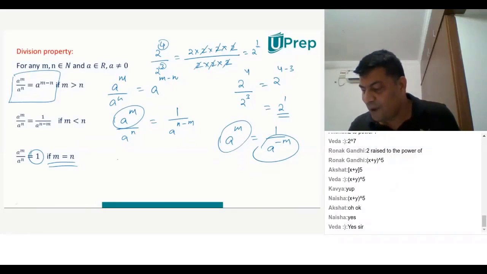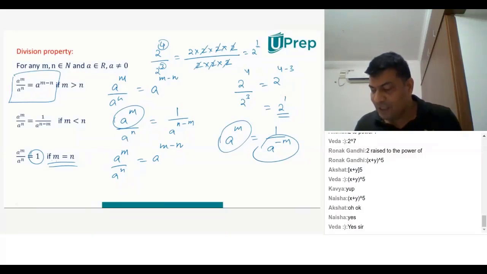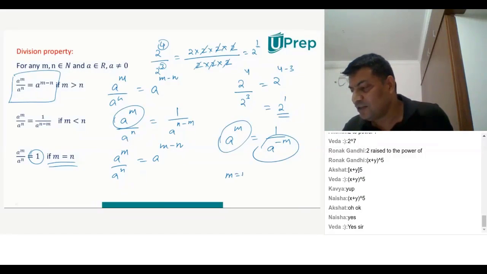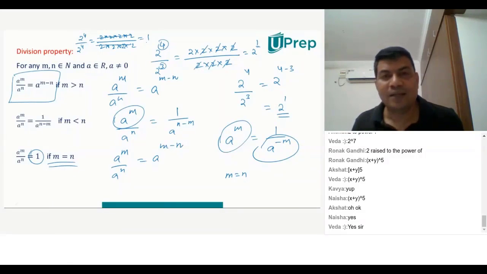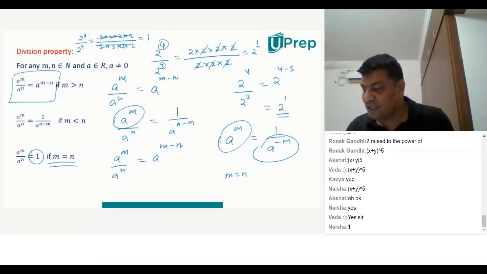Now he's asking what if m is equal to n, this will become 1. Of course, a power m divided by a power n is a to the power of m minus n. If m is equal to n, it's like 2 to the power of 4 divided by 2 to the power of 4. It's 2 into 2 into 2 into 2 on top and bottom; they all get cancelled, which should be equal to 1. So exactly, if m is equal to n, this becomes a to the power of 0, since m minus n is 0. And that's how we learn that a power 0 is 1.